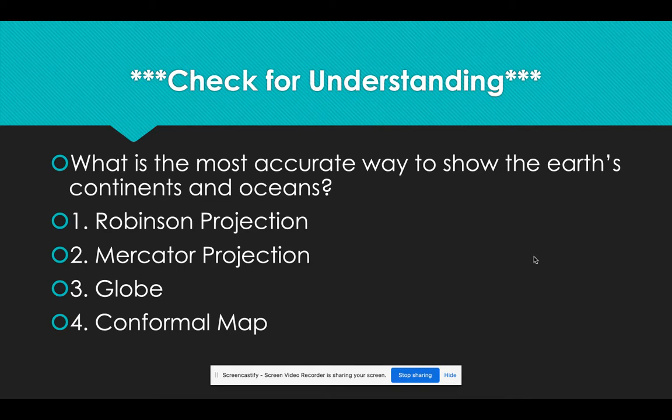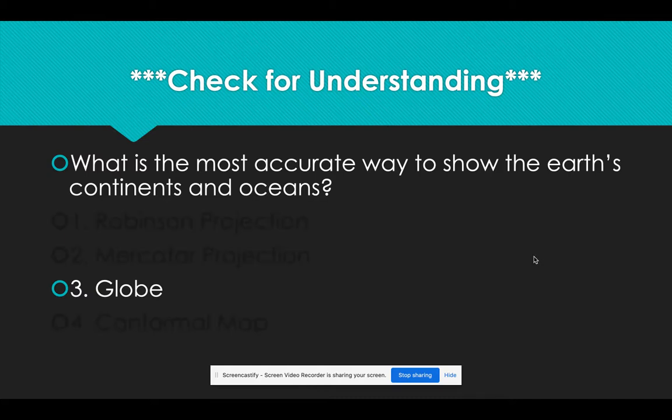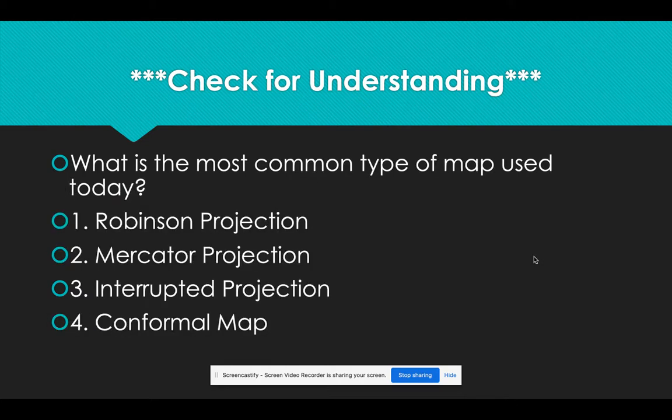Okay, let's check for understanding. What is the most accurate way to show the Earth's continents and oceans? A globe. But we use maps anyway because they're more convenient, and we can zoom in further on them.